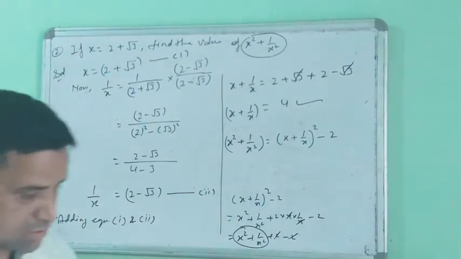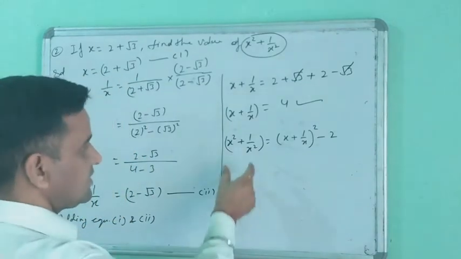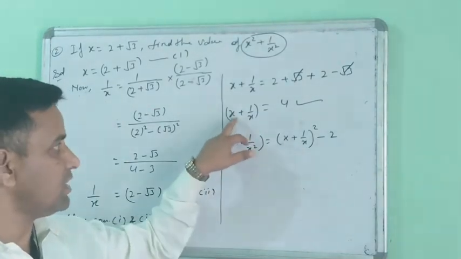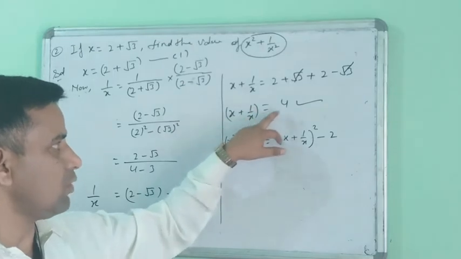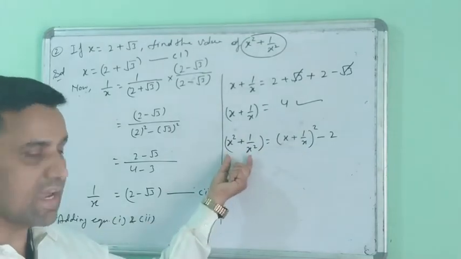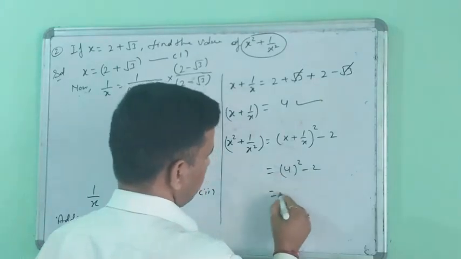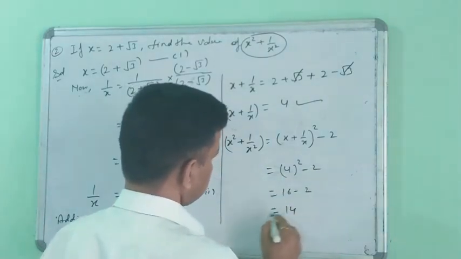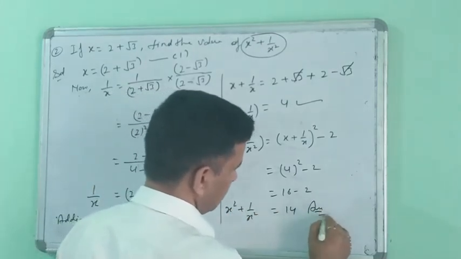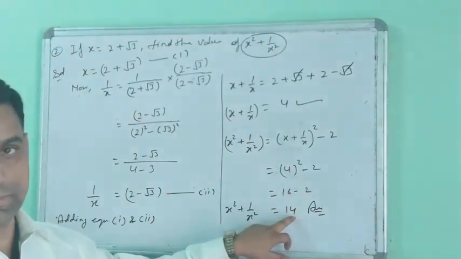In this way, the LHS portion equals the RHS portion. But you will not solve it fully, because you have the value of x plus 1 upon x, which is 4. So now putting the value here, you will get the correct value. What is the value? Square of 4 minus 2: 4 squared is 16, minus 2. This is the answer, 14. That means x square plus 1 upon x square here is 14.